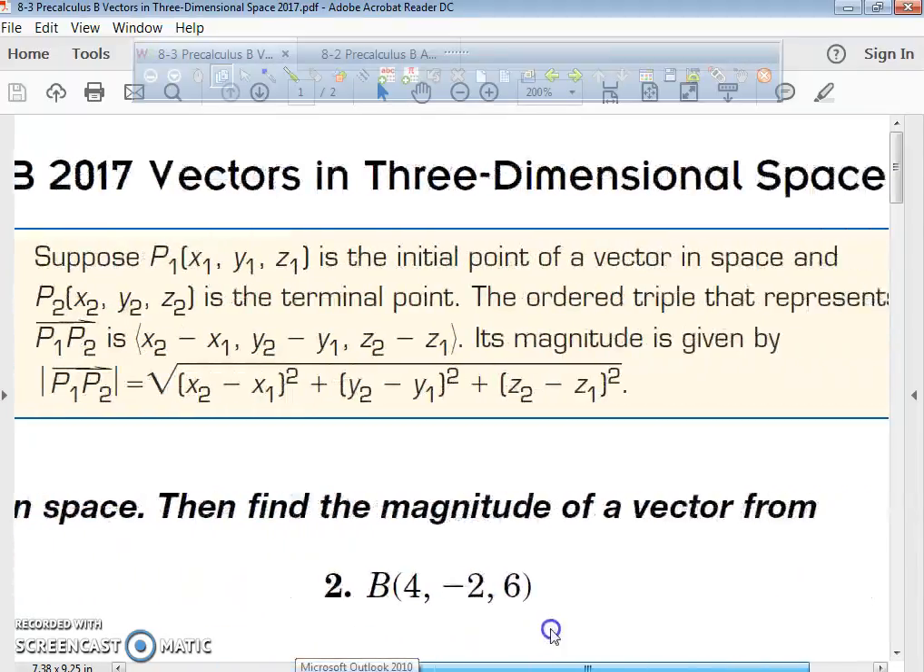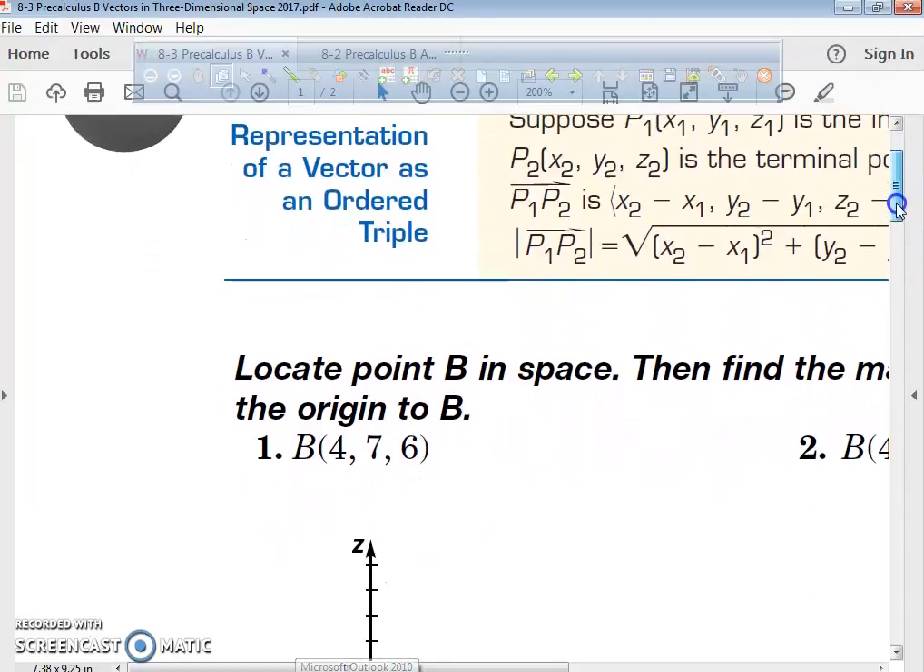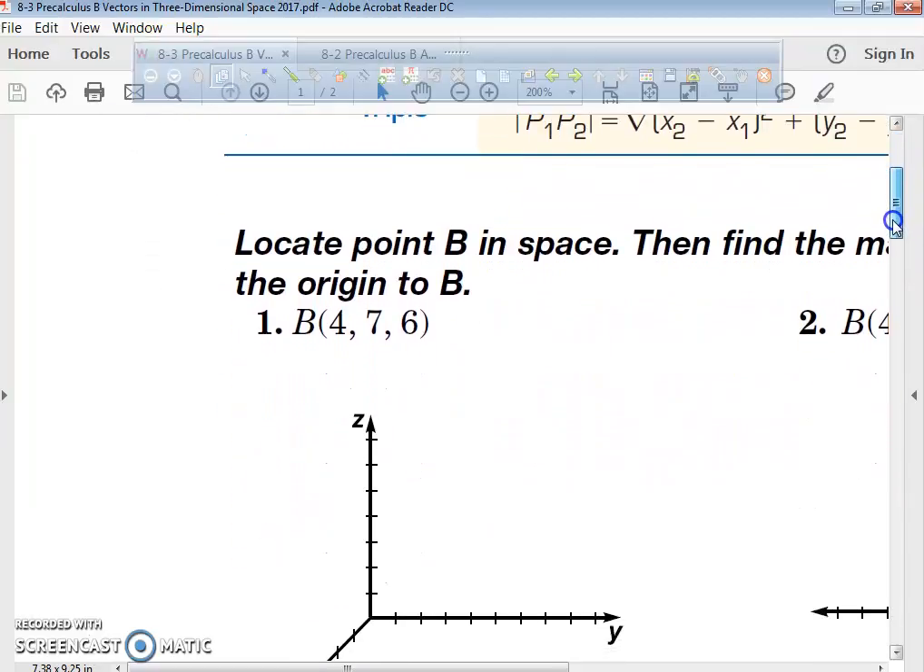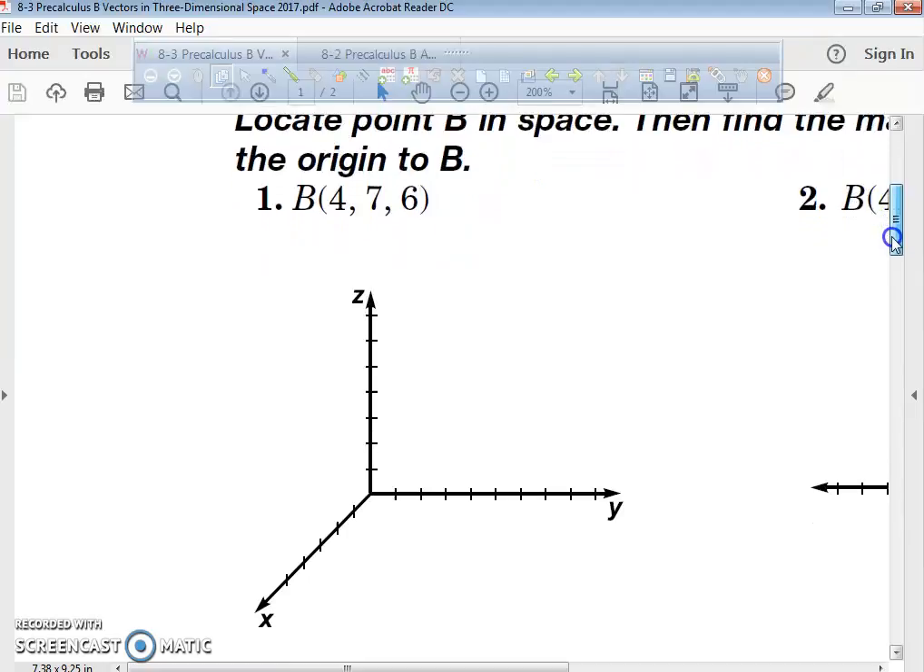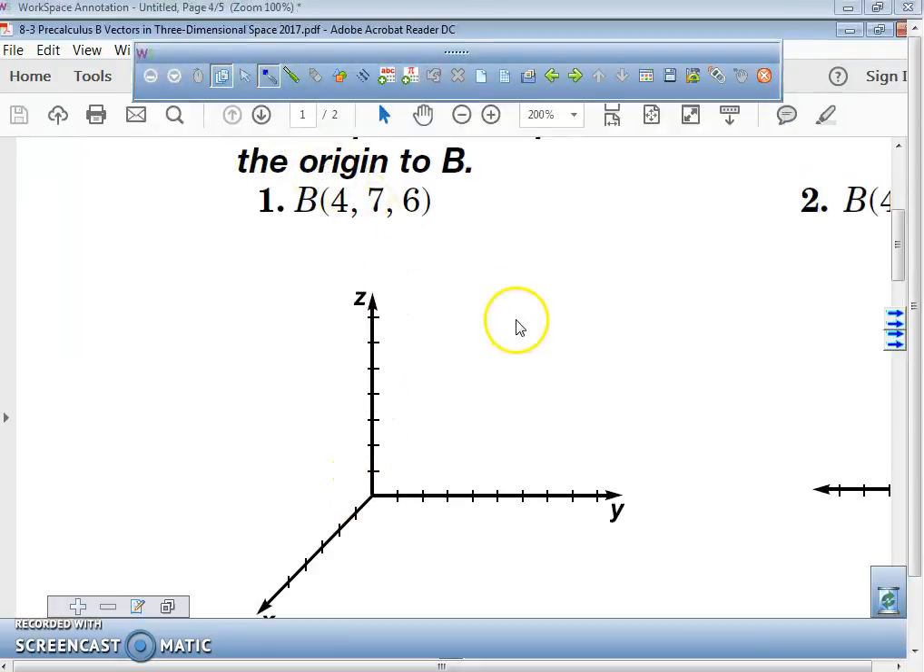Alright, today guys, we're going to be talking about vectors in three-dimensional space. On problem number 1, it says locate point B in space. Now, you're used to having the XY axis, just knowing the Cartesian plane. Right now we've added a third axis known as the Z axis that's going to add some depth to our graph. Alright? So we have the X axis here, we have the Y axis here, and now we have the Z axis. Alright? So we're going to put some points here on problem number 1.